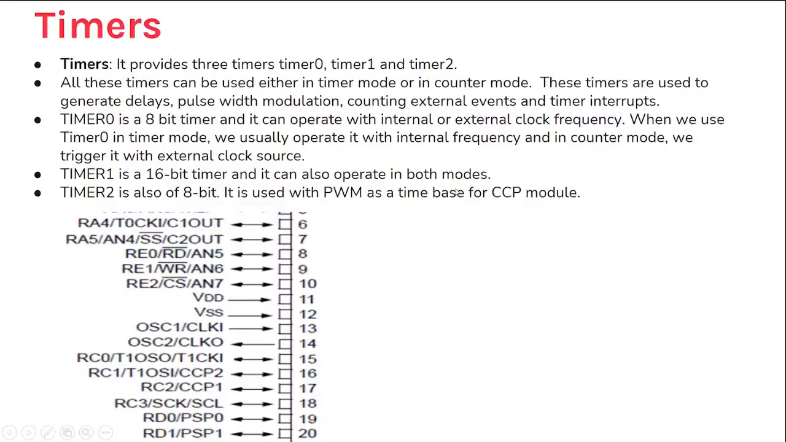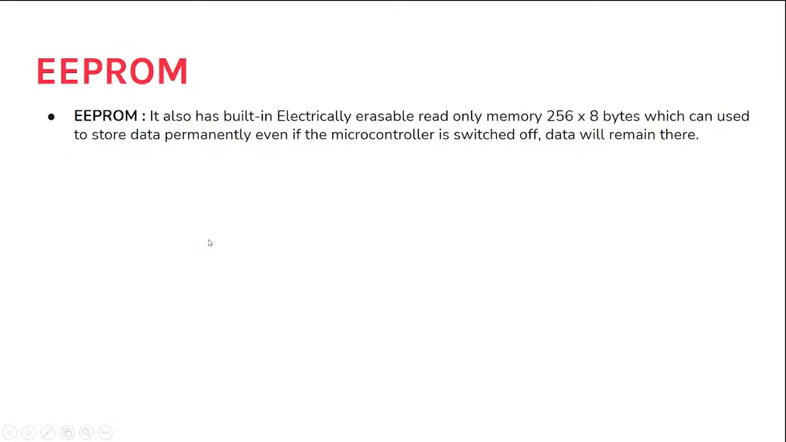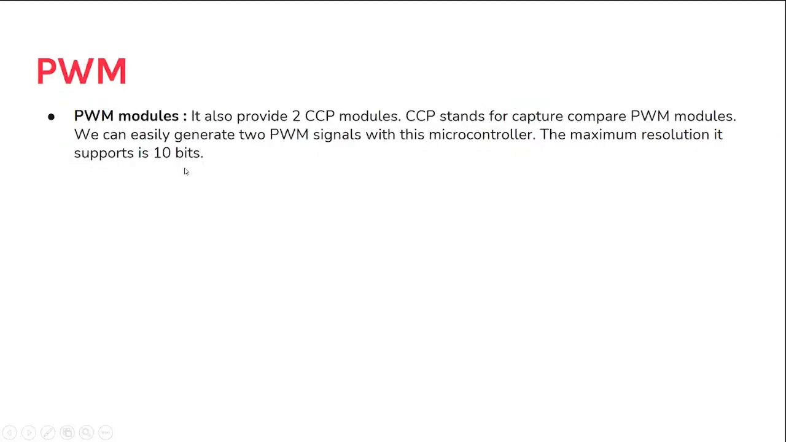Capture compare module, and these are the pins of the timers. And EEPROM: it also has built-in electrically erasable read-only memory, which can be used to store data permanently even if the microcontroller is switched off. Pulse width modulation: it supports pulse width modulation, especially for motor control, to have a varying duty cycle. It also provides 2 CCP modules, capture, compare, and PWM modules. We can easily generate 2 PWM signals with this microcontroller. The maximum resolution it supports is 10 bits.